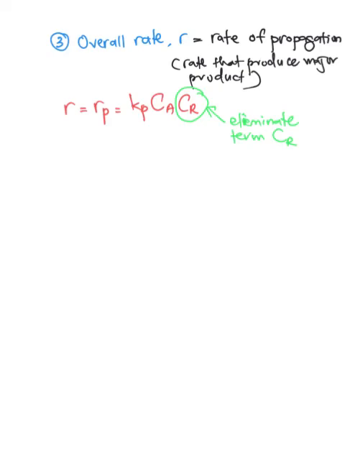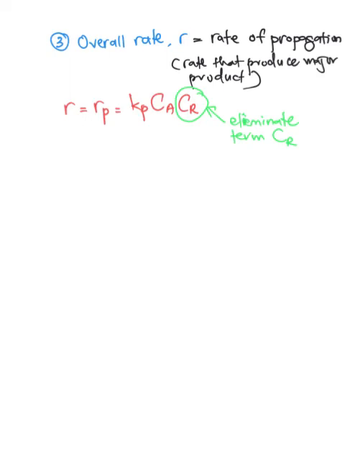Okay. So why do we need to eliminate the radical term? Again, because of the very unstable and very reactive properties of the radical species. So we want to represent the rate law based on the stable species. Okay, then insert Cr equation into the overall rate.